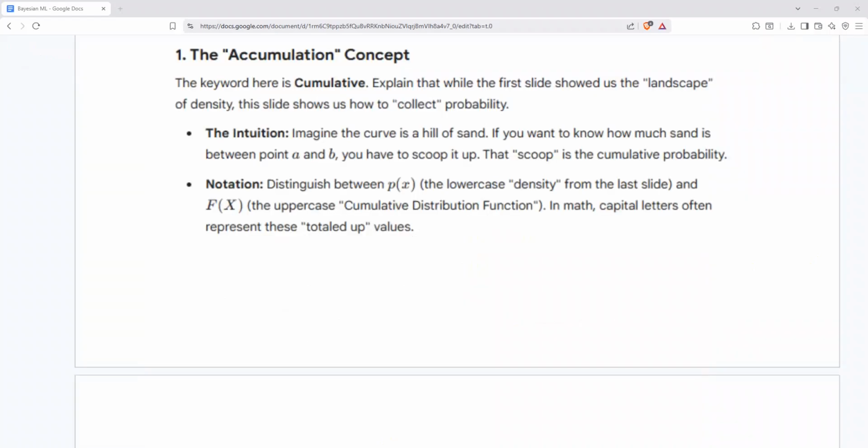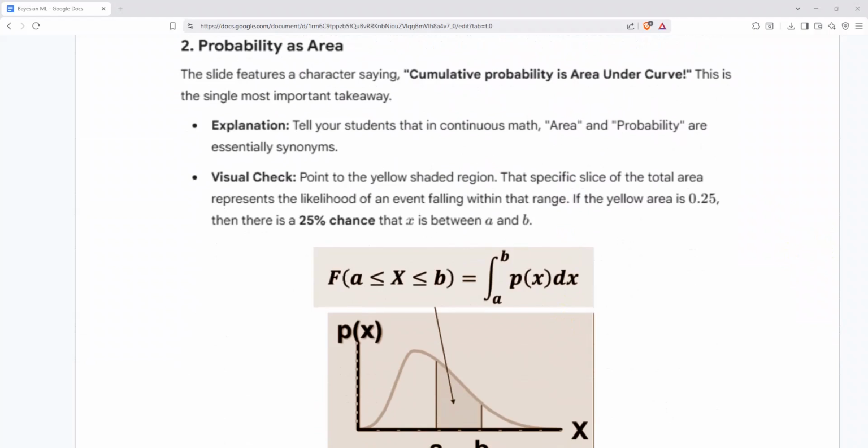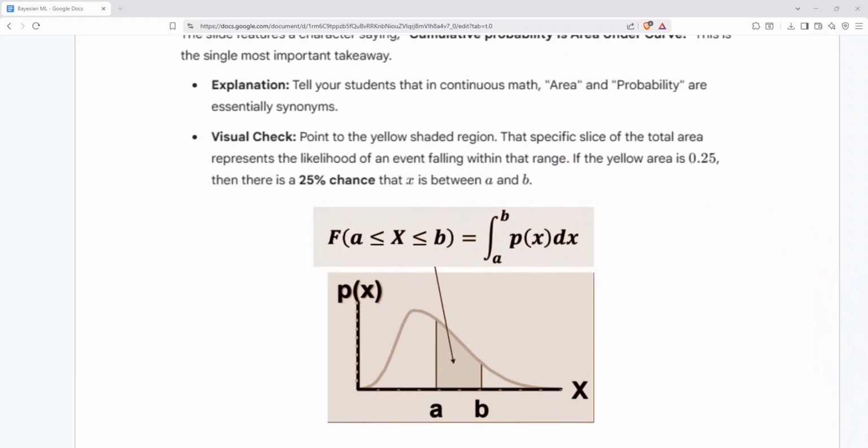Previously, we were looking at the shape of the curve, how probability is spread. Now we shift our focus to something more practical. How do we actually get probability from this curve? Think of the curve like a hill made of sand. If I ask you how much sand is between point A and B, you wouldn't look at the height of the hill at one point. You'd scoop the sand between the 2 points A and B. That scooping is exactly what cumulative probability means.